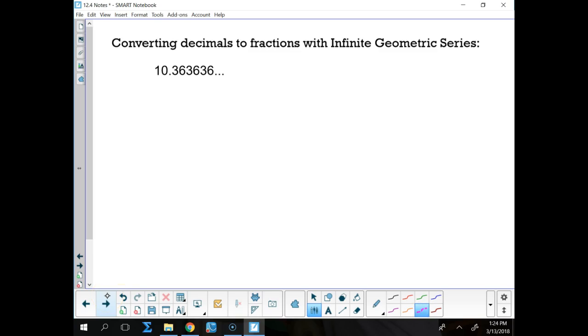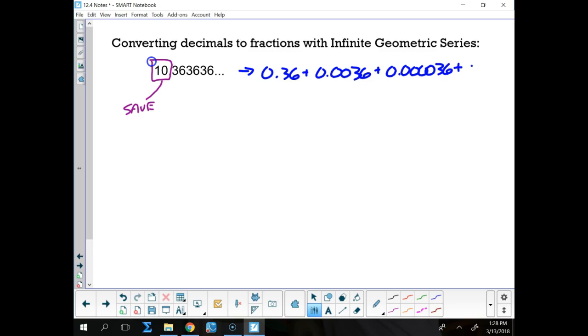Try this one. So we're saving out the 10. And so then that's going to be 0.36 plus 0.0036 plus 0.000036.